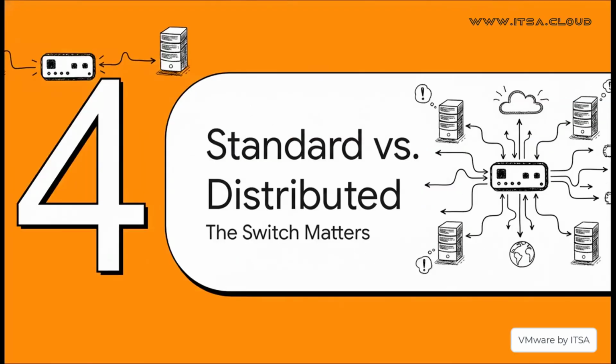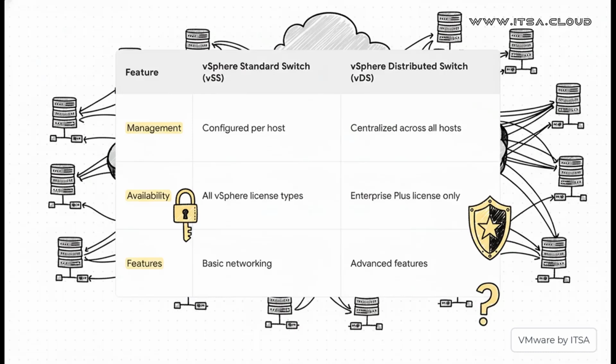So you've got these incredibly fast physical connections, but how do you manage all that power on the virtual side? This is where things get really, really interesting, because the type of virtual switch you choose fundamentally changes how you manage your entire environment. vSphere gives you two options, the standard switch and the much more powerful distributed switch. Okay, so here's the breakdown. The vSphere standard switch, or VSS, is configured individually on every single server. It's simple, and it's available with every vSphere license.